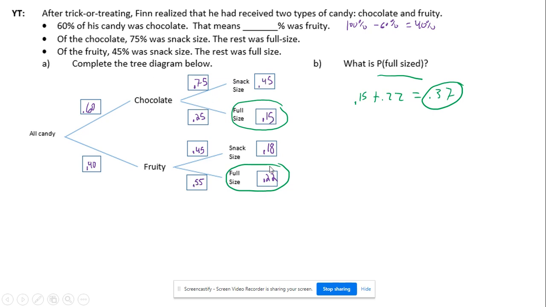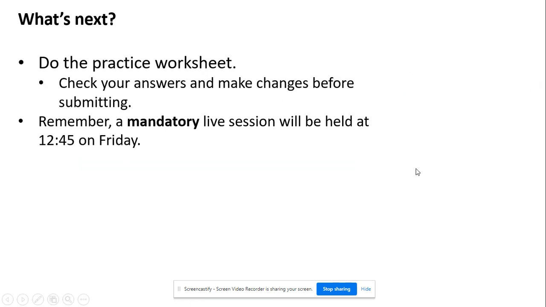Multiplied across the branches to get these answers, 0.6 times 0.75, 0.6 times 0.25, 0.4 times 0.45, and 0.4 times 0.55. So what was the probability of getting something that was full size? I added together these two branches that ended in full size. So today on this Your Turn, I kind of gave you the tree and had you fill in the missing parts. Tomorrow, one of the things we're going to practice is giving you a chance to write the whole tree diagram from scratch.